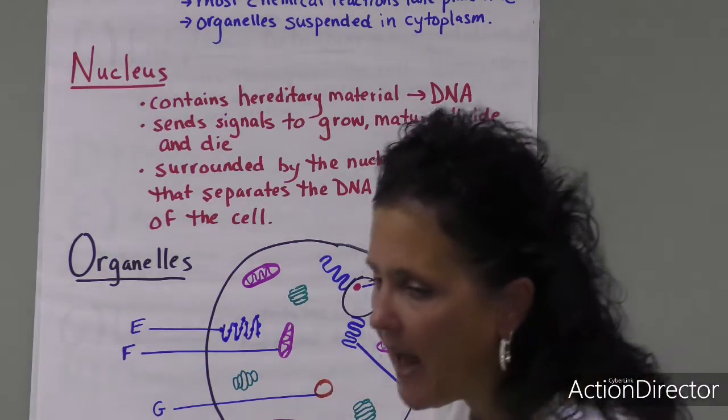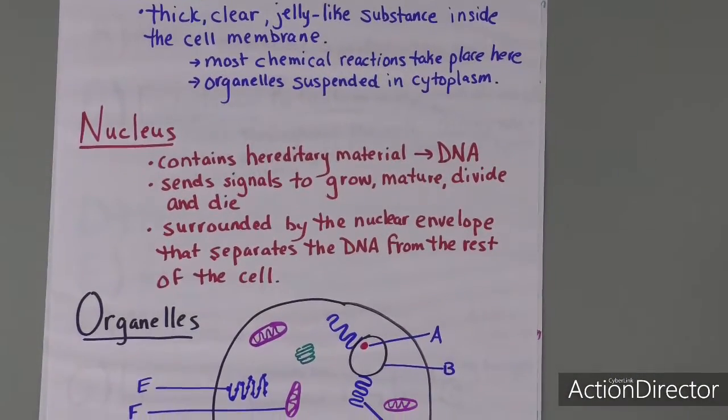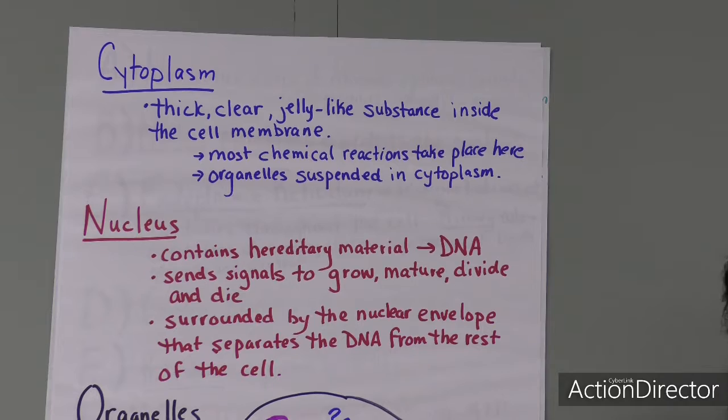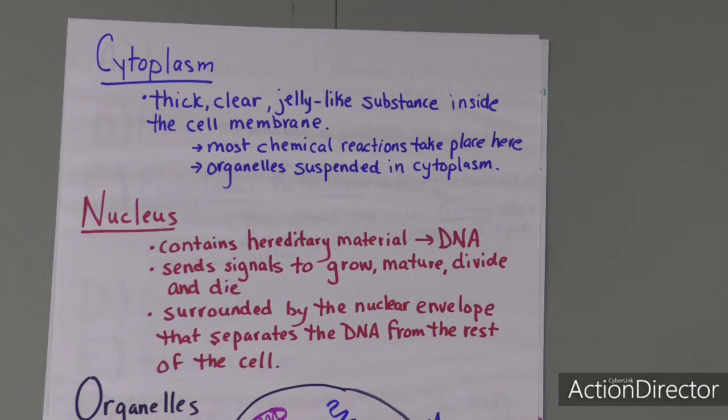Cytoplasm. Cyto means cell, and the plasm is the material inside. It's thick, it's clear, it's kind of like jelly, right? It's a viscous substance. Most of our chemical reactions take place here, and our organelles are located within the cytoplasm.